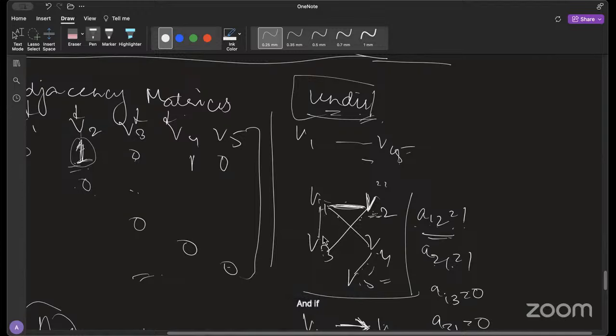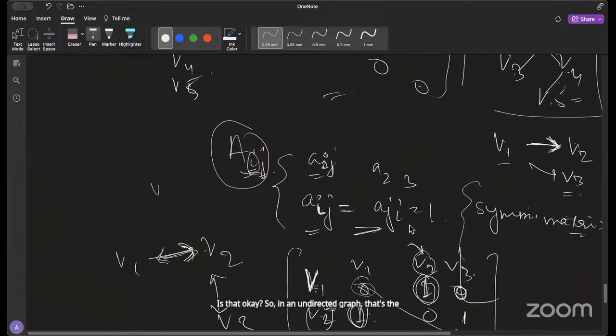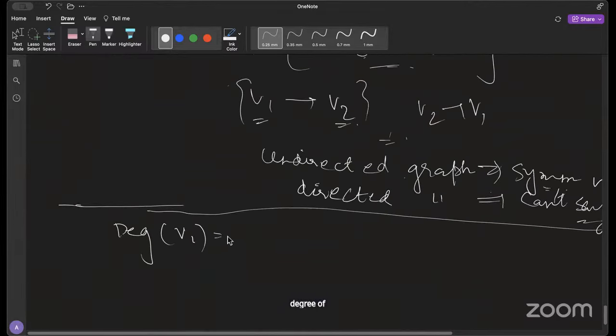And if you make the graph like this, then the degree of V1 is 3. 1, 2, 3. Is that okay? So in an undirected graph, that's the concept of degree. Degree of a vertex is basically how many edges are on that vertex. Is that okay? That's your degree of vertex. It's used for undirected graphs. Got it, ma'am.